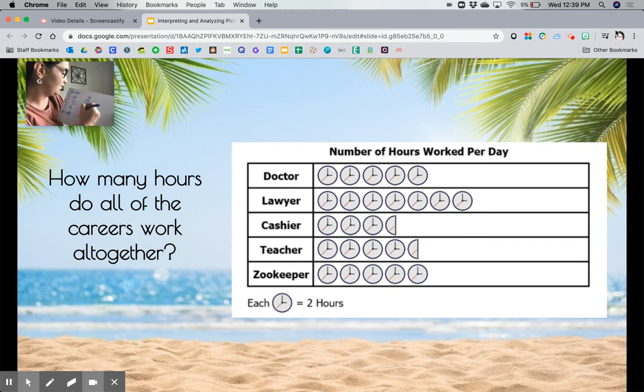My lawyer, which is 14. So now I'm up to 34. All right, let's add my cashier. 34 plus 7, that gets me to 41. So 41 hours plus my teacher hours of 9 gives me 50. So altogether, they did 50 hours. So I just added all of them together, and I crossed them off as I added them, so I knew I counted them all. So 50 hours for all of them together.